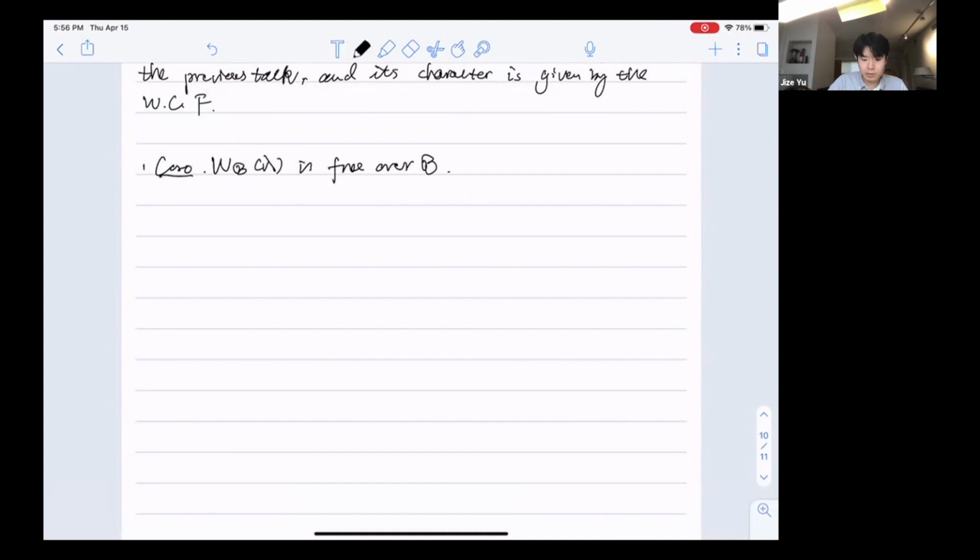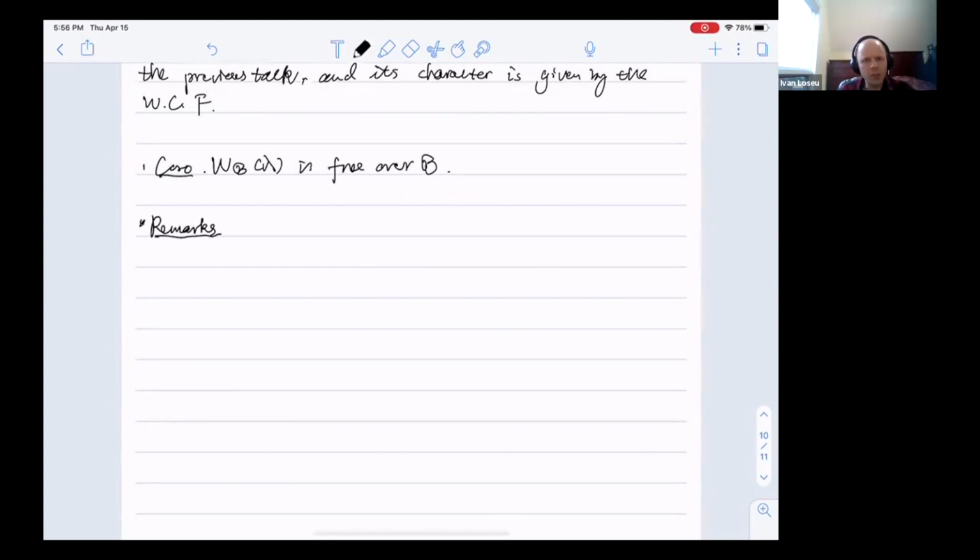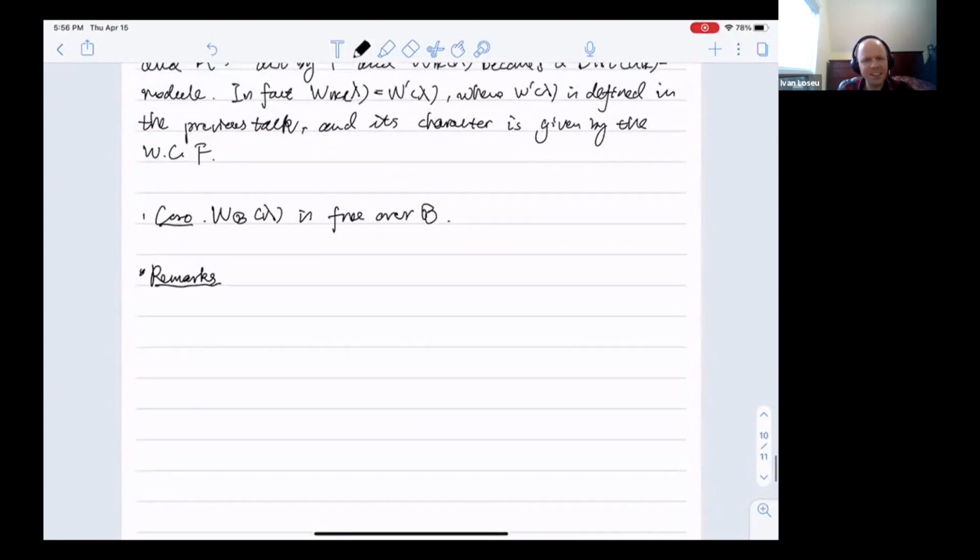Right, so maybe before giving any proofs, let me make a few remarks. Well, I'm not sure what is to be proved, because the proof of the proposition is in the statement. Right, exactly. But I mean the proof of the corollary.